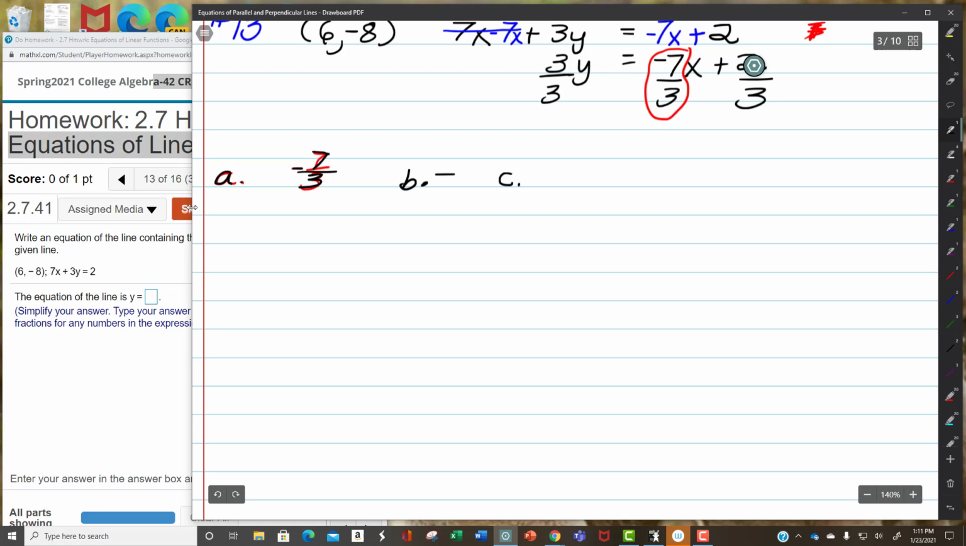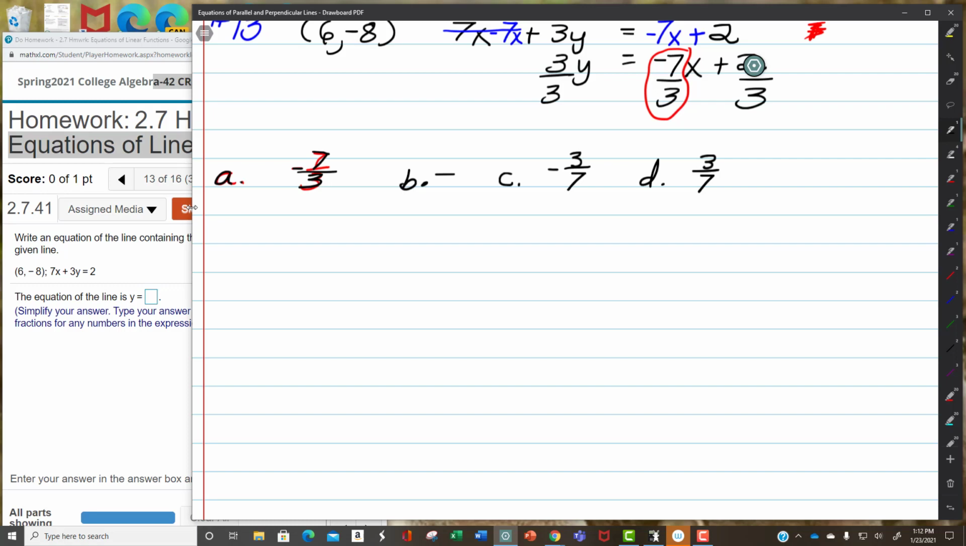C. Take the reciprocal. Negative 3/7. And D, change the sign to 3/7. Do those 4 steps a few times. You won't need to worry about it. You'll just do it automatically.